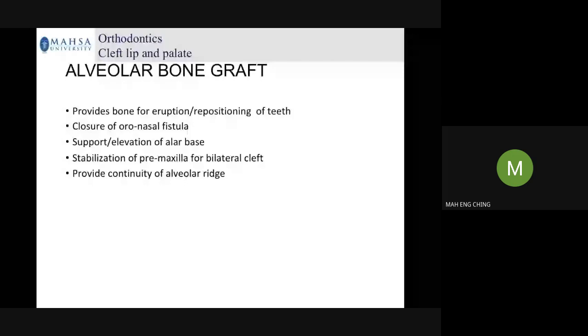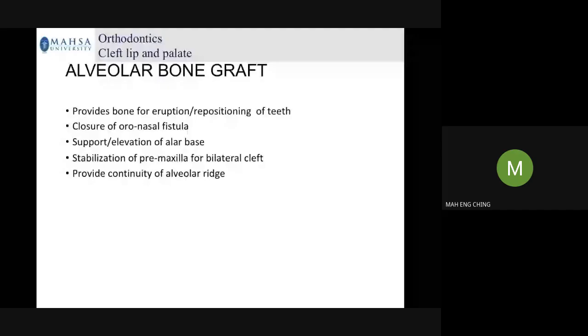Provide continuity of the alveolar region. Again, then join everything together back. So the maxilla should be one piece. The final outcome should be one piece. Maxilla is one piece. And so that's the reason why we do the APG at the right age. Very important.